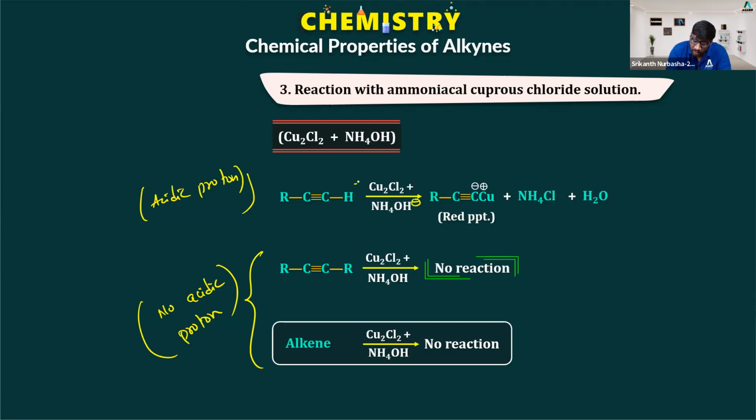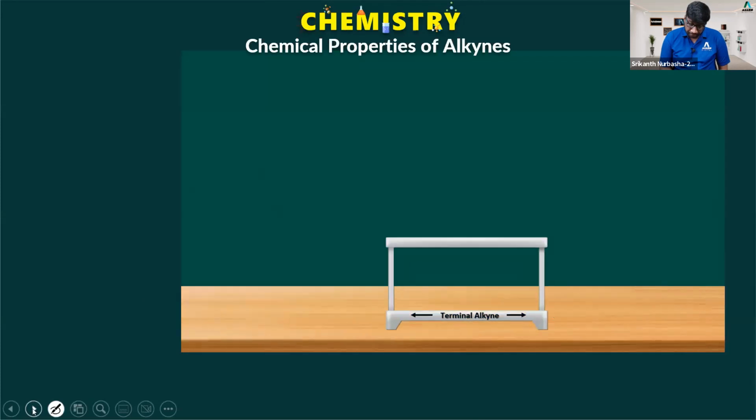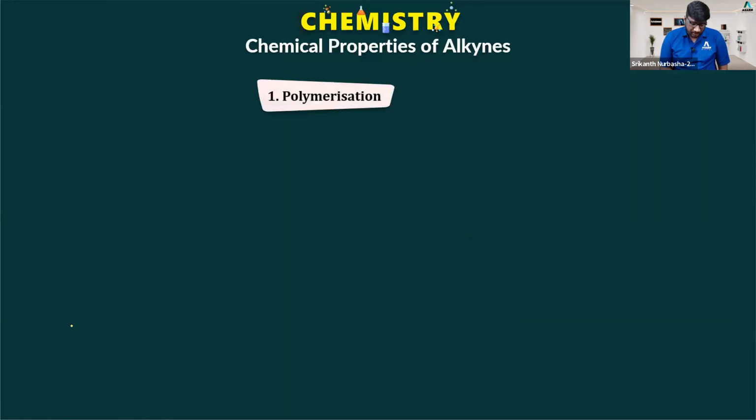OH minus picks up the proton to form water. NH4 plus and Cl minus to form NH4Cl. And you will get RC triple bond C minus Cu plus, which is a red PPT. Earlier we have RC triple bond C minus Ag plus, which is a white PPT. So that was the major difference. Ammonical cuprous chloride solution, Tollens reagent, and NaNH2 will be reacting with the terminal alkynes, and they will undergo some acid-base reactions, right? So same, we can look at the animation also.